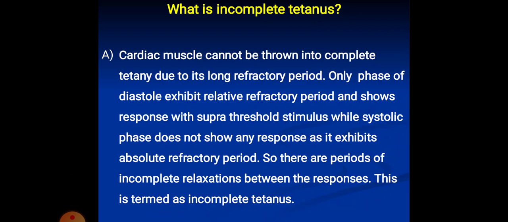So there are periods of incomplete relaxation between the responses. This is termed incomplete tetanus. That means the phase of diastole is showing response, but the phase of systole is not showing any kind of response. So the incomplete relaxation phases are appearing on that graph as a saw-shaped structure. So this is a graph of incomplete tetanus on a slow moving drum on a quiescent amphibian heart.